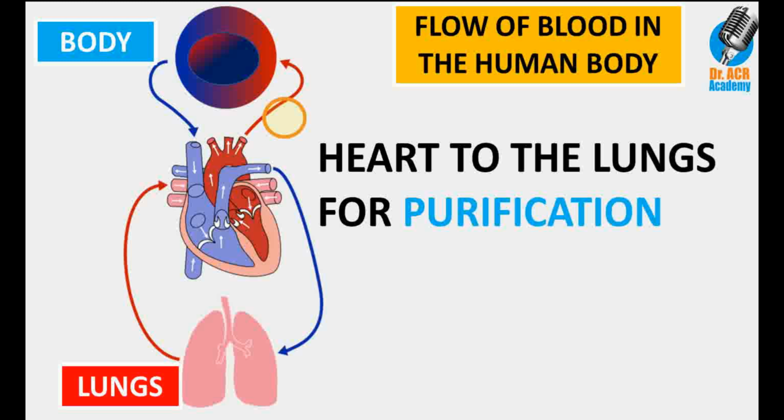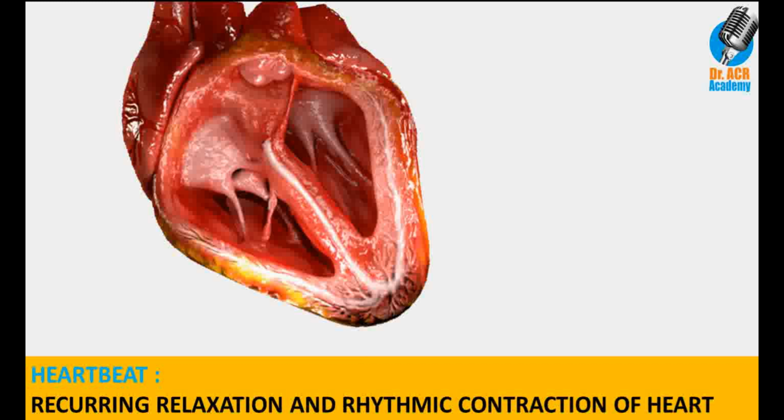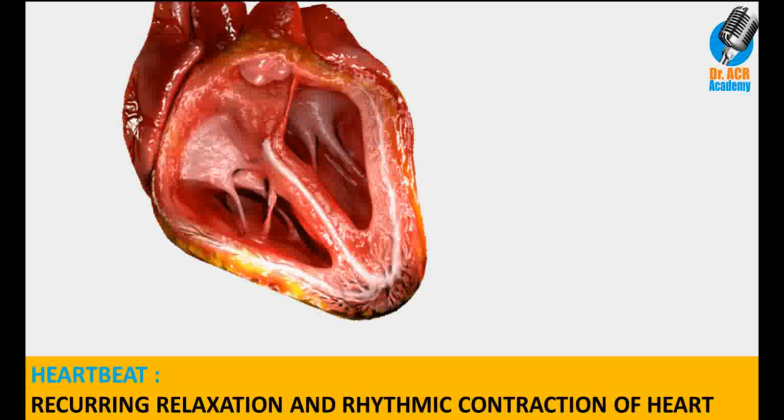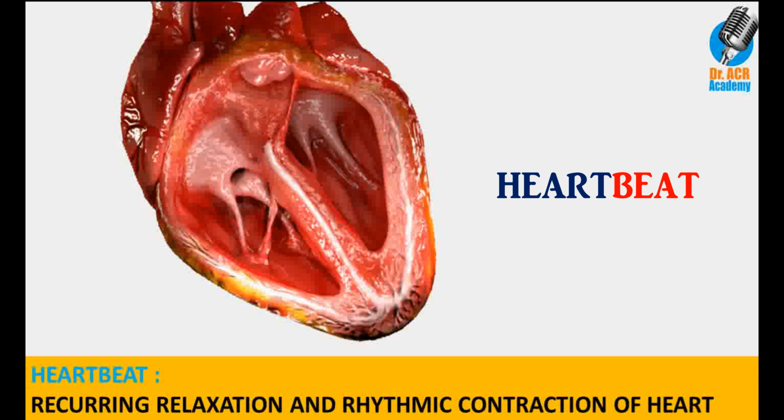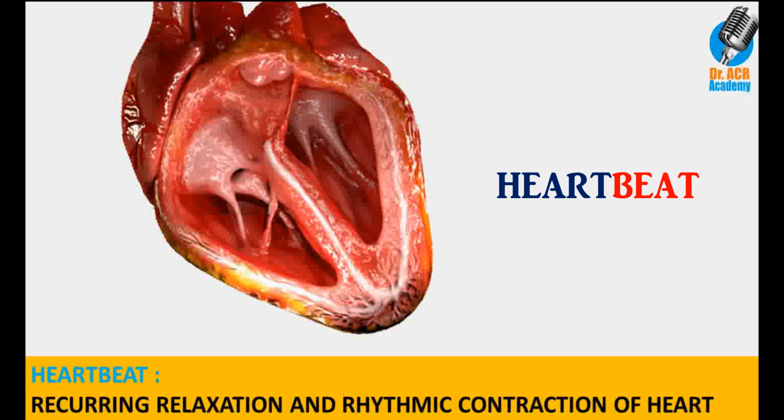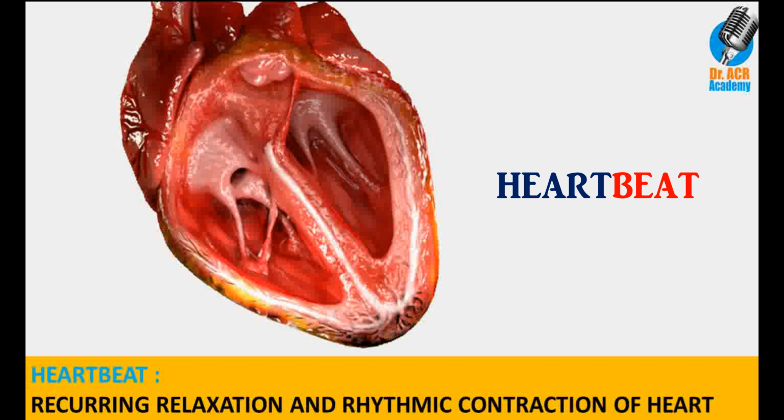And this is the schematic diagram of circulation, which indicates the flow of blood in the human body. For purification, the blood flows from the heart to the lungs, and then the purified blood returns to the heart. From here, the blood is pumped to the rest of the body. During the blood pumping, the heart muscles contract and relax rhythmically. The combination of this rhythmic contraction and the subsequent relaxation is called the heartbeat.